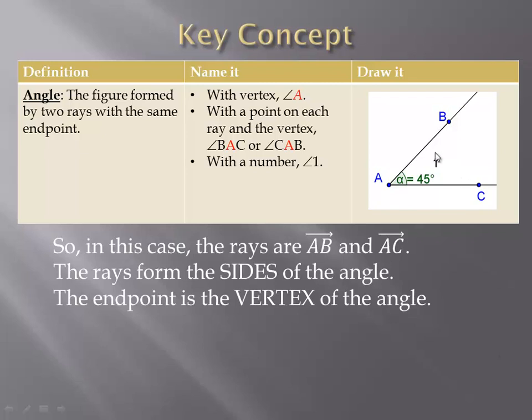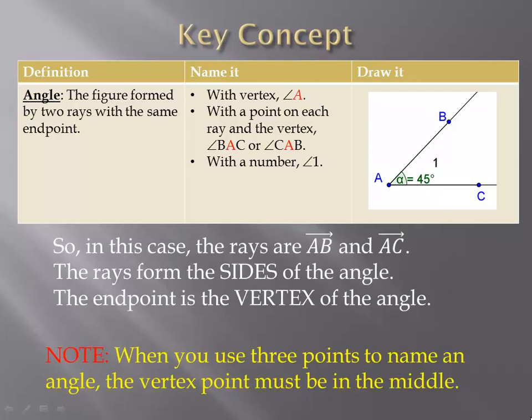We can also use a number that's written here and call this angle 1. Note this in green is the measure of the angle, and we're going to talk about angle measure in just a moment. When you use 3 points to name an angle, the vertex point must be in the middle. A is in the middle, there's the A, it's the vertex.